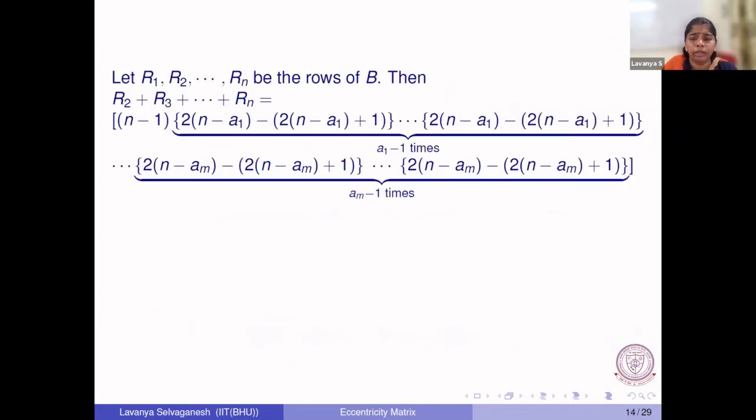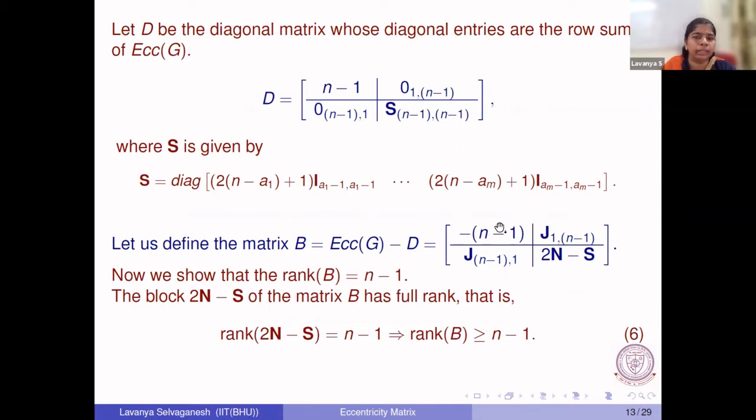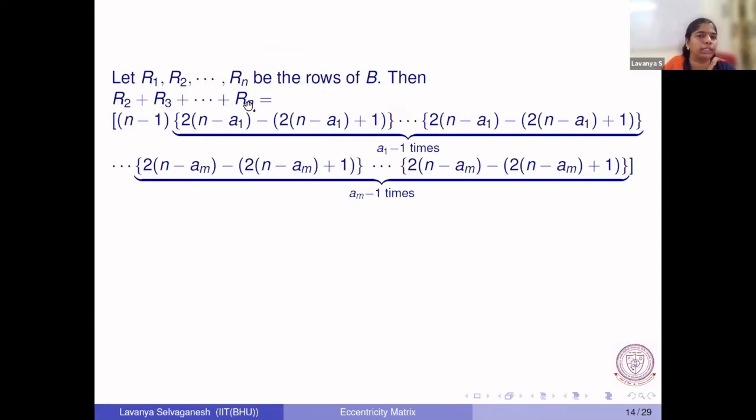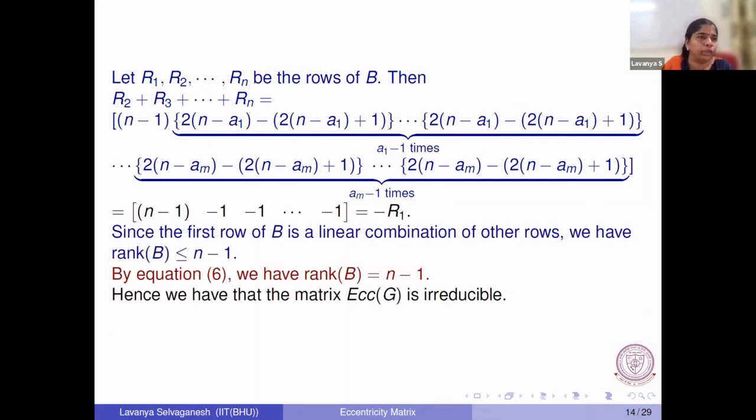Now, to see that it is in fact equal to n minus 1, the only left out row is the first row. We can immediately see that the first row is dependent on the remaining rows. In fact, it is dependent in that you take the sum of all the remaining n minus 1 rows, and that is going to be given by this expression. If you simplify this expression, we see that it is nothing but negative of R1. So the matrix is singular, and therefore the rank is less than or equal to n minus 1. Therefore we can conclude from the previous observation that the rank is going to be equal to n minus 1. Since the rank of B is equal to n minus 1, we can immediately conclude from this result that the eccentricity matrix, which is the core matrix for us, is in fact irreducible.